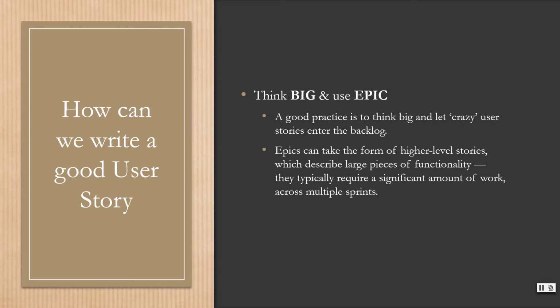So of course you need to think big and use epics. A good practice is to think big, the big picture, and let crazy user stories enter the backlog. Epics can take the form of higher level stories, which describe large pieces of functionality. They typically require a significant amount of work across multiple sprints. It means that an epic is something like a feature.